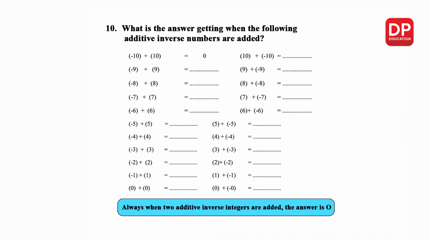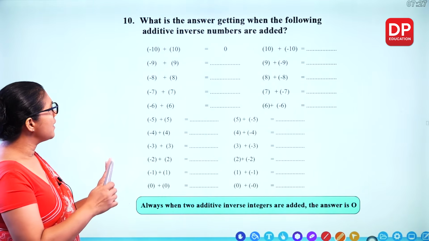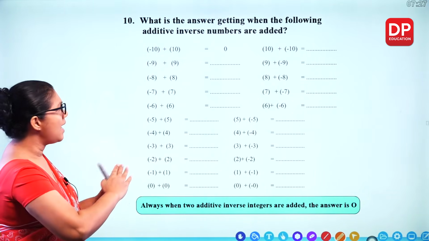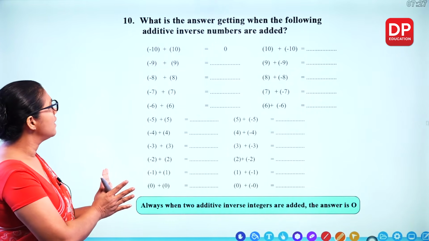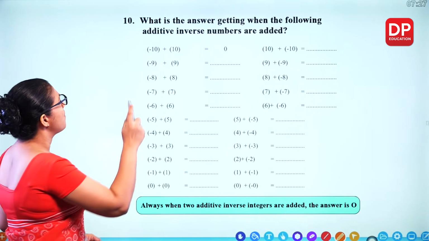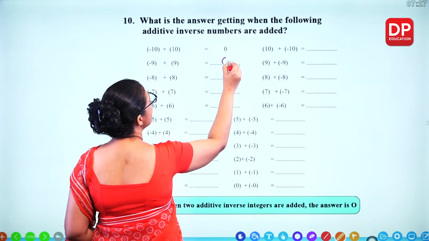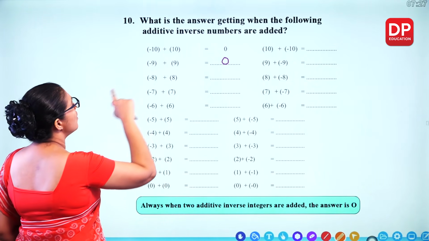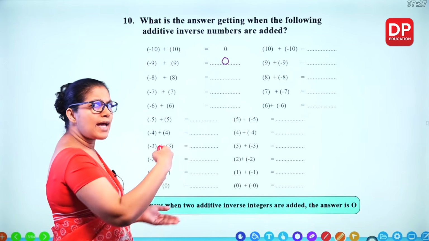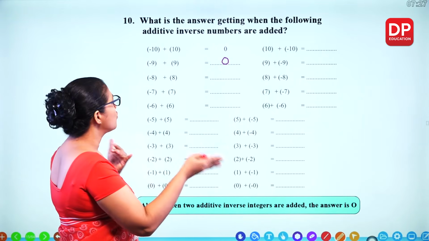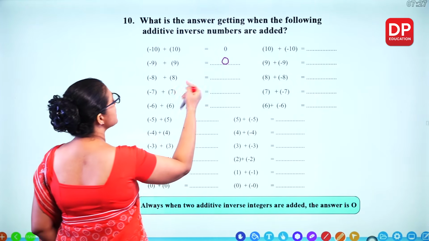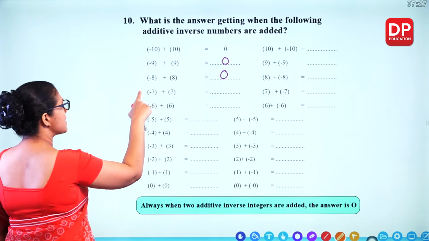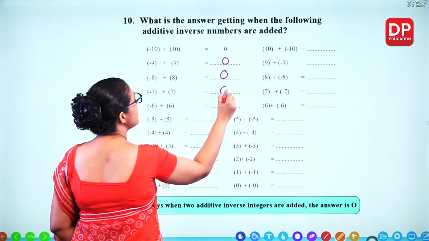What is the answer we get when the following additive inverse numbers are added? Think about plus 10 and minus 10. Both get cancelled out and you get 0. Minus 9 plus 9, you get 0, because one is towards right and one towards left. So both signs, plus and minus, get cancelled out. Minus 8 and plus 8, 0. Plus 7 and minus 7, 0.